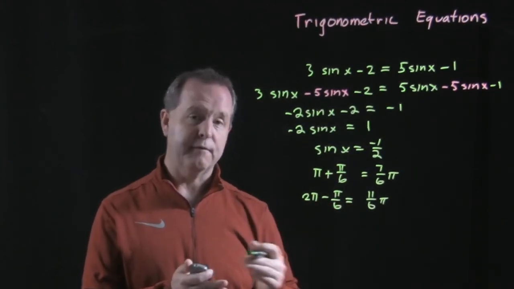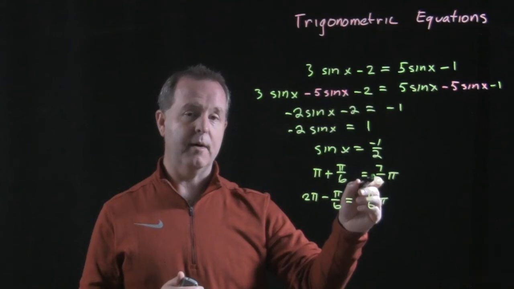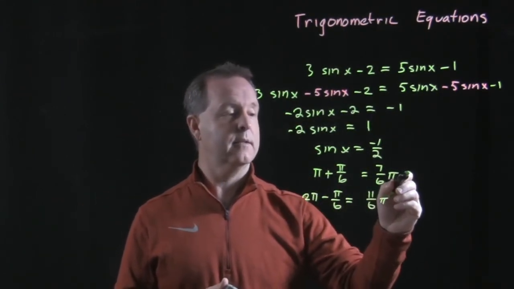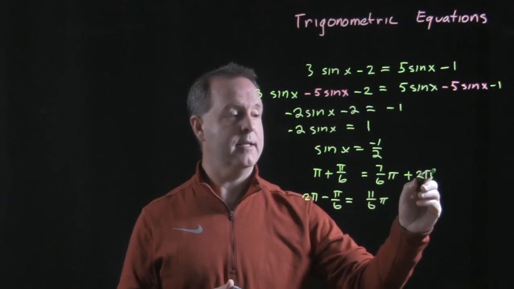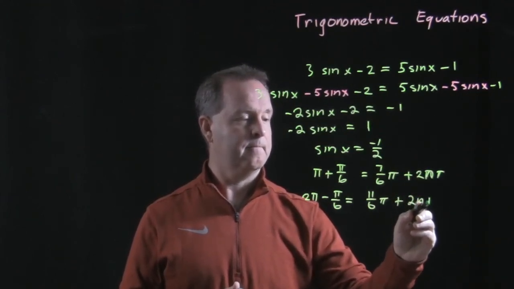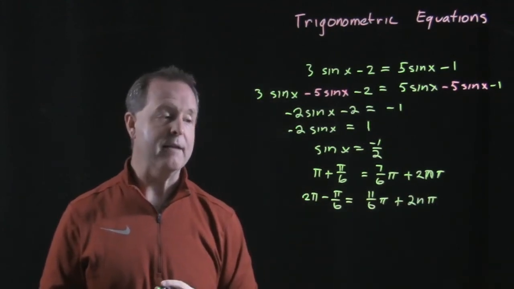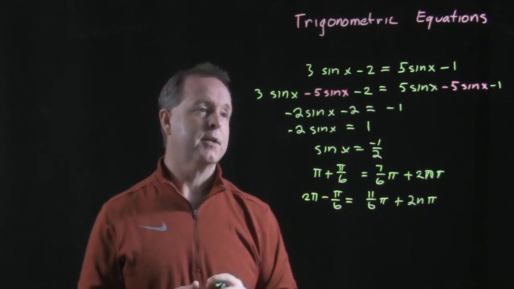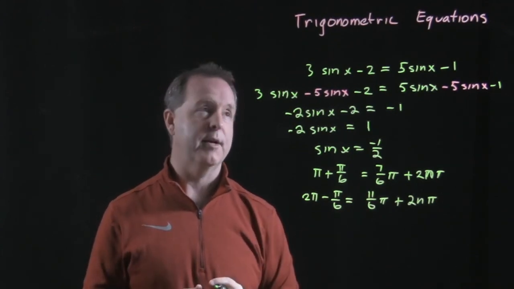Then from there, to find all the solutions, remember it repeats every cycle, every 2 pi. So we're going to add to these 2 times n times pi, so we get every repeating value of both of these two values all the way. So there's an example of how we solve a trigonometric equation.